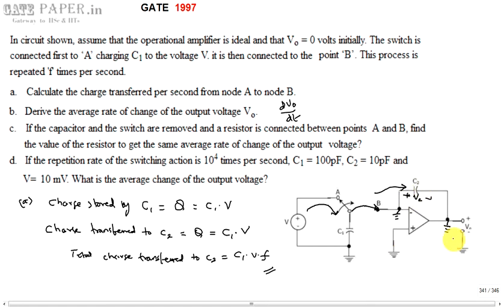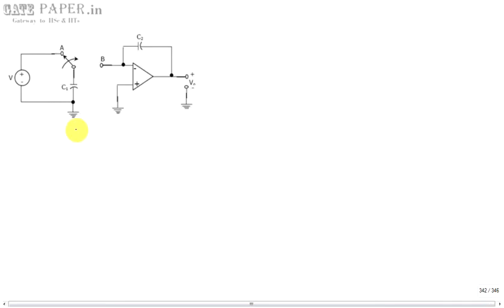The relation between V0 and V2 can be shown with the help of KVL. If you take KVL in this direction, V2 is equal to minus V0, or V0 is equal to minus V2. So we are going to calculate dV0 by dt, and this can be calculated in this way. We are going to calculate this for the second part.